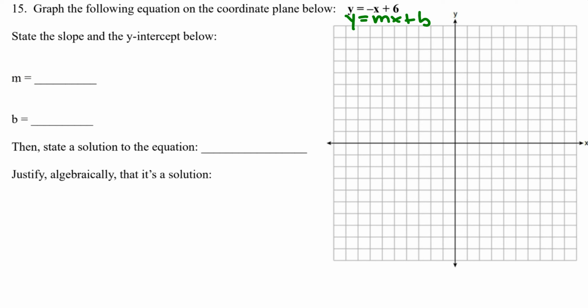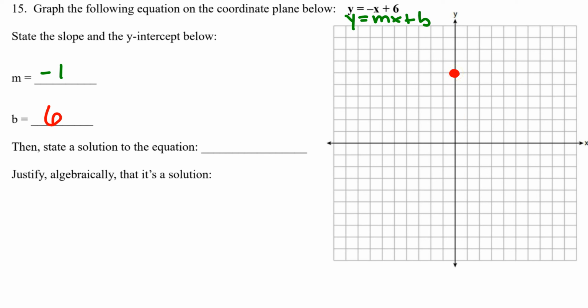Now, just a reminder, if I don't see anything in front of the x, we're to use the number 1 because 1 times anything is itself, so we don't really write a coefficient of 1. But in this case, there's a negative sign in front of the x, so the m is negative 1. And then the b value is the constant. It's the number by itself, which is 6. The b value, that y-intercept, tells me where to begin on the y-axis. So I'm starting 1, 2, 3, 4, 5, 6 units up.